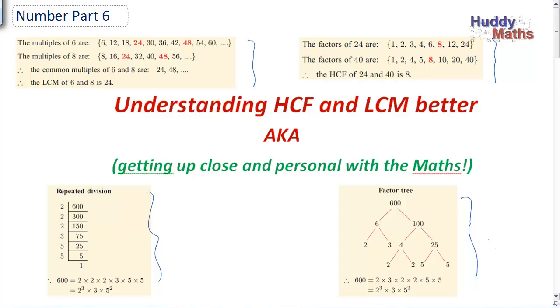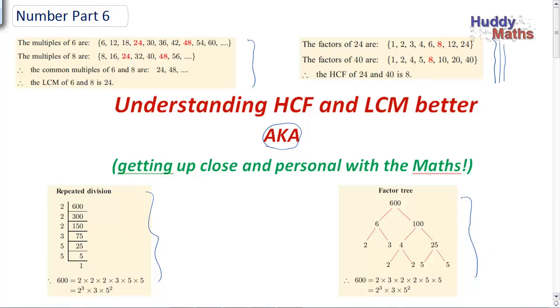So the name of this presentation is Understanding Highest Common Factor and Lowest Common Multiple Better, also known as Getting Up Close and Personal with the Maths. Okay, what do I mean by that? Well, let's have a look up here, something you did before.